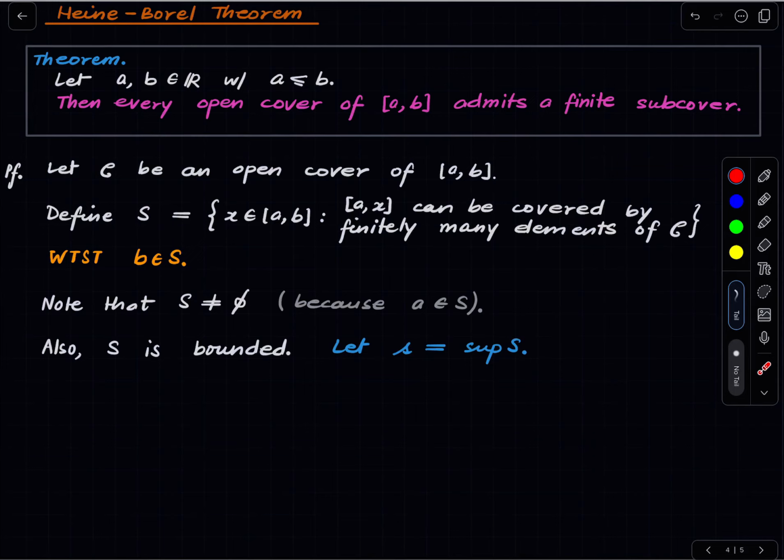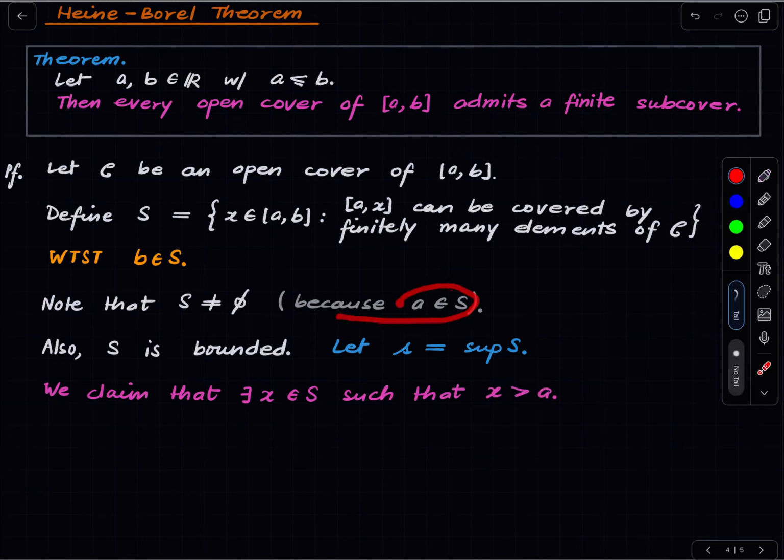All right. First, we will show the following. So we claim that S has something strictly greater than a. So we claim that there exists x in S such that x is greater than a.